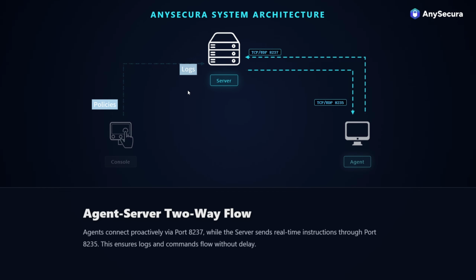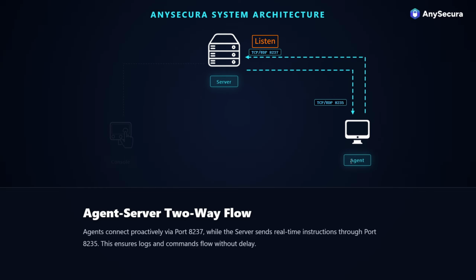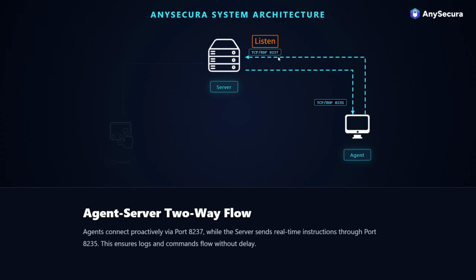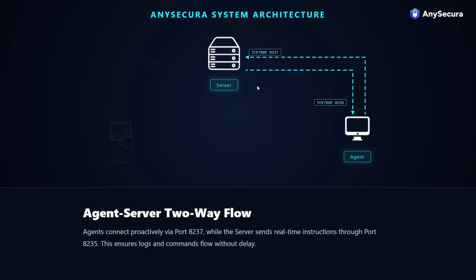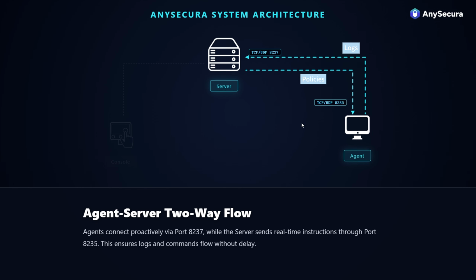Now, communication between the server and the agents is a bit more involved. The server uses TCP/UDP port 8237 to listen for traffic from agents as they come online, so agents can connect proactively. Each agent also keeps TCP/UDP port 8235 open to listen for instructions from the server. This two-way setup ensures that commands, policies, and logs flow smoothly without delay.